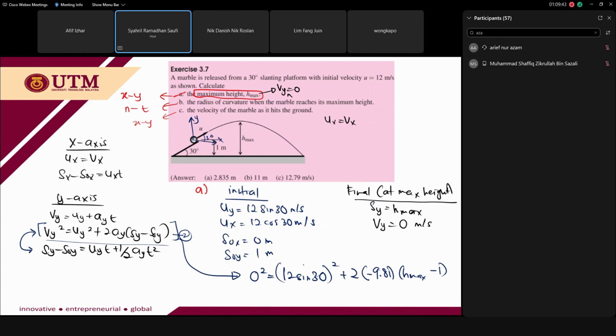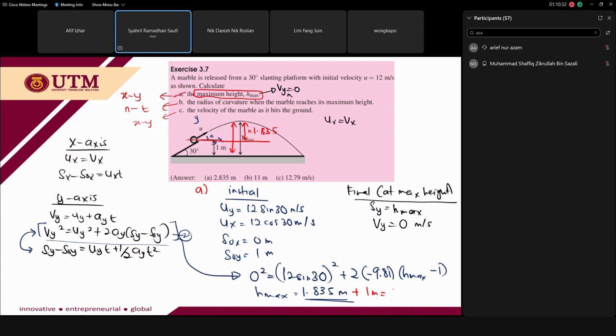Then you get your H max. What will be your H max? You may notice that you get 1.835 meter. Since our reference point is at this location, when you calculate this H max, you actually get just this distance, 1.835. So in order to get the total H max, you need to add 1 meter.